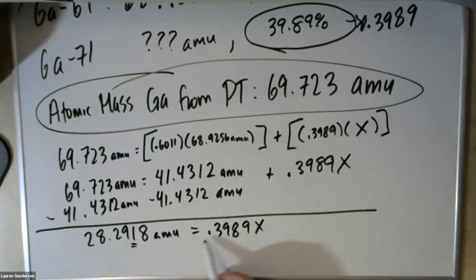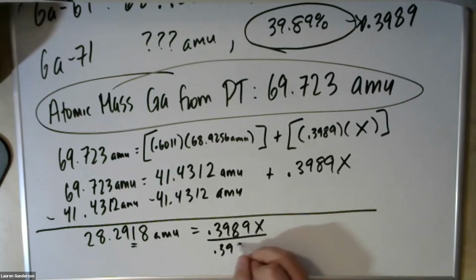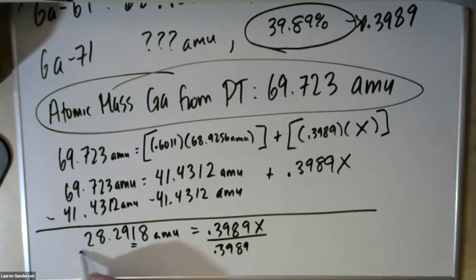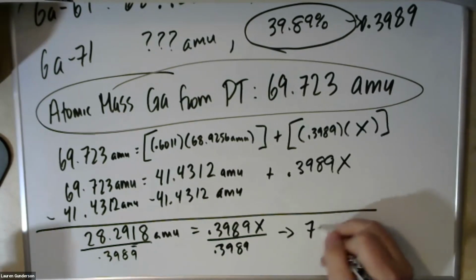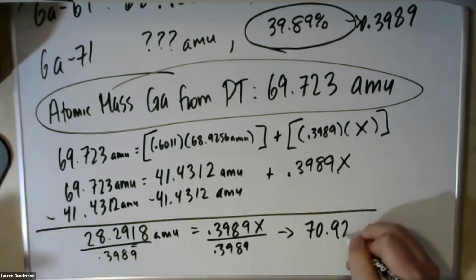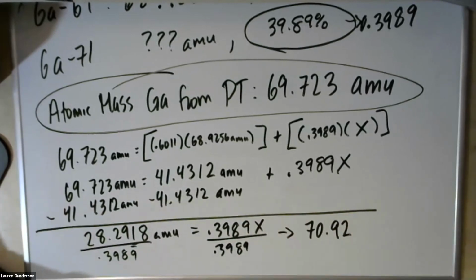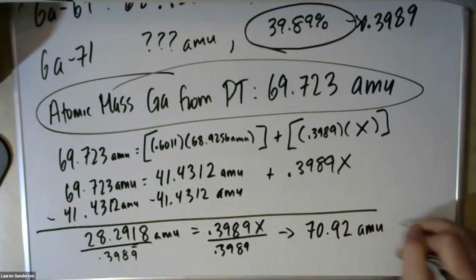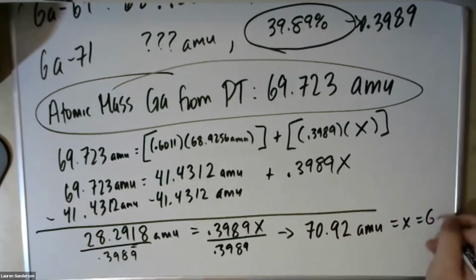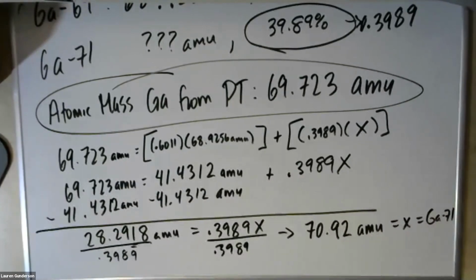So to solve for x now, I'm just going to divide both sides by 0.3989. And we get 70.92 AMU equals x, and that's the mass of gallium 71. So it's the same formula. We just have to use it a little bit differently when we're asked that different question.